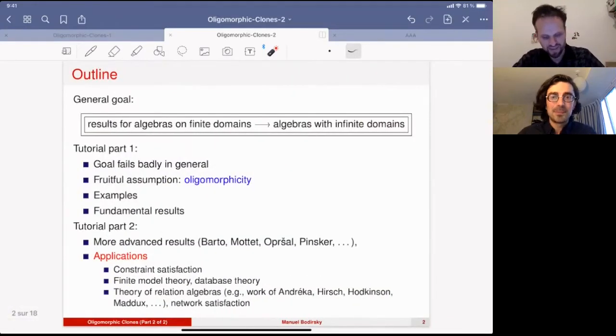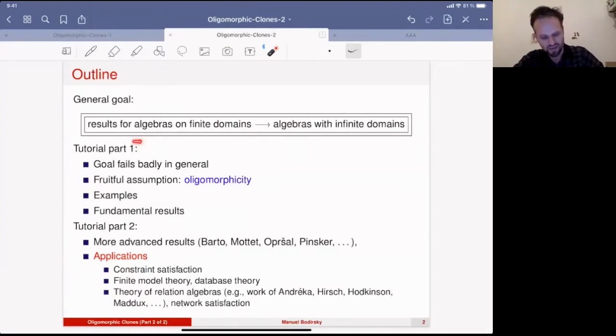So today is the second part. I want to quickly recap what we have seen last time in tutorial part number 1. I have introduced oligomorphic clones. So it's very easy to remember. These are those clones on a countably infinite set where you have, for every fixed arity, finitely many invariant relations of that arity. And we have seen some of the fundamental results.